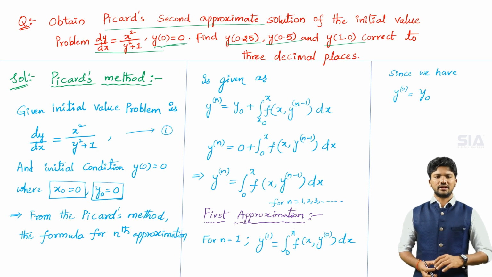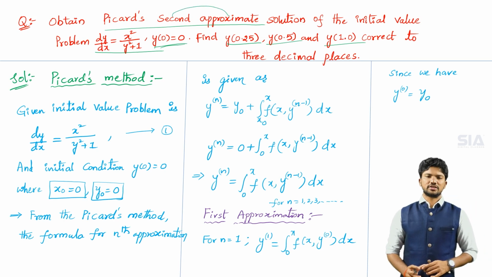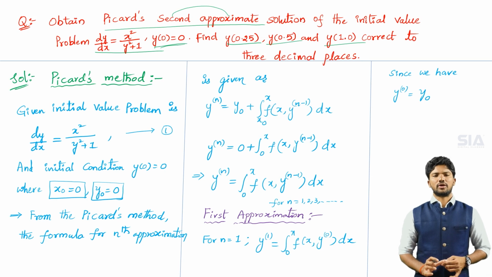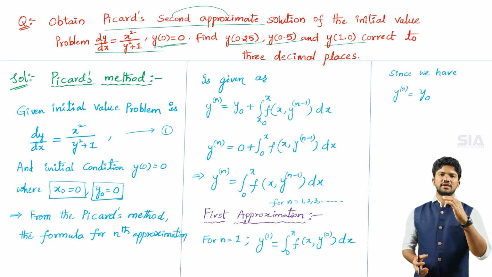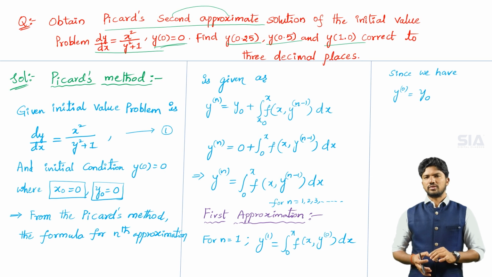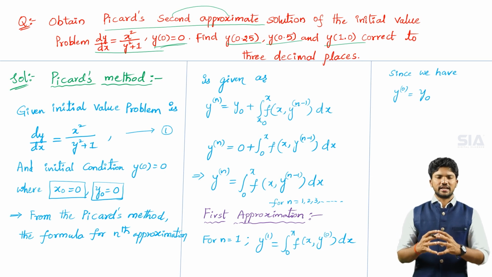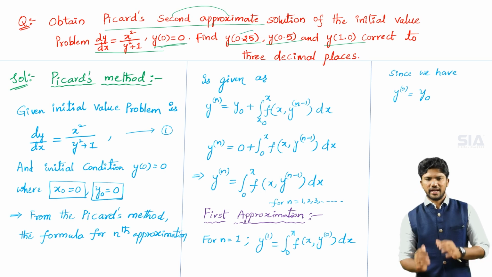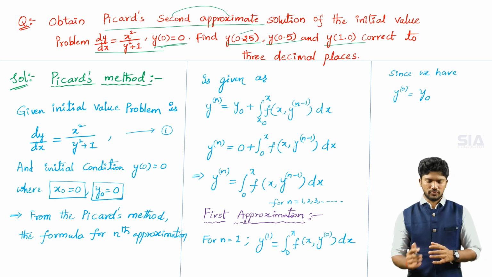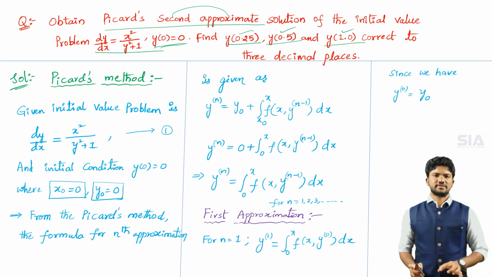We have to derive that Picard's second approximation solution of the initial value problem. Clearly, he mentioned the second approximation, that means up to n is equal to 2 we have to take in the nth approximation formula. After finding that second approximation formula, we have to find these values. At x you have to substitute 0.25, 0.5 and 1, and find the corresponding values.